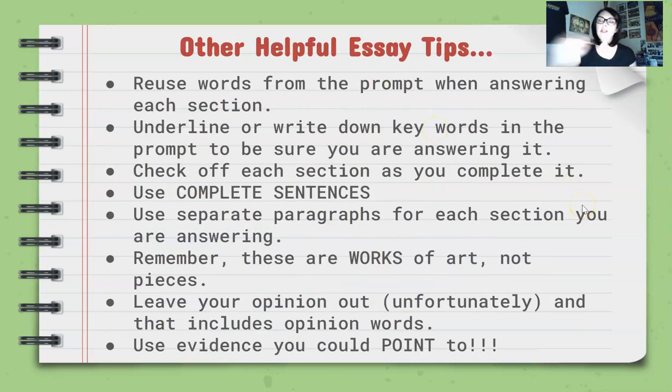When you are answering the questions, underline or write down the key words so that you know you're answering the right things and that you are answering everything. Another good strategy is as you answer each part, remember, there might be multiple things that you have to do within one bulleted section. Cross those off, like, okay, I did that. I'm good. Use complete sentences. You will not get credit for bullet points, all right? Use complete sentences. And another good rule of thumb is create separation in between each section that you are answering. Don't let them blur together. It just makes your reader a lot happier.